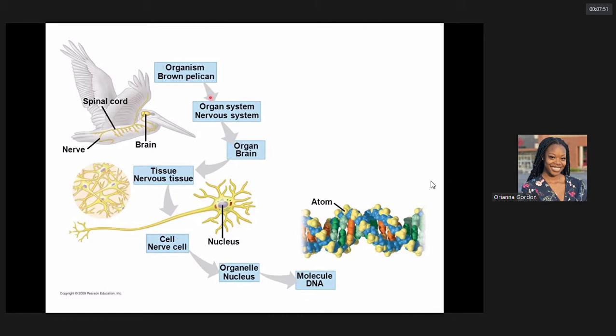And the bigger part, all of these organ systems come together to create the organism. In this diagram, there's the brown pelican, and it shows that the nerves that go through the pelican are all connected to the brain, because that's what controls it. And that's what I saw in this diagram.